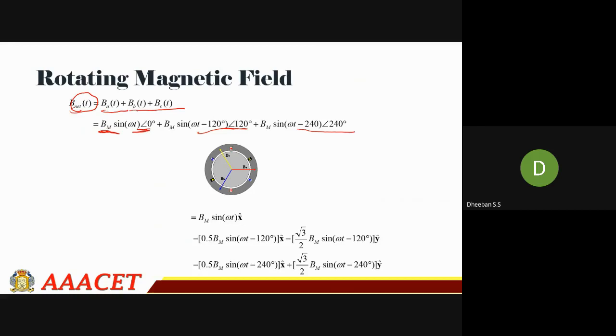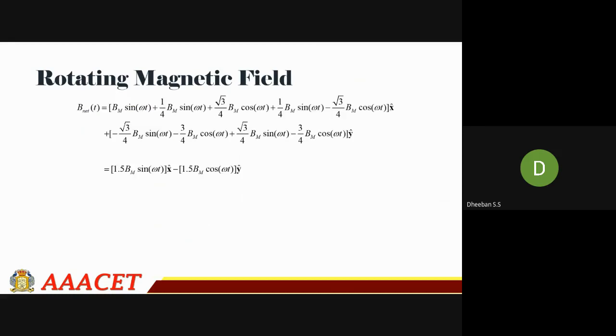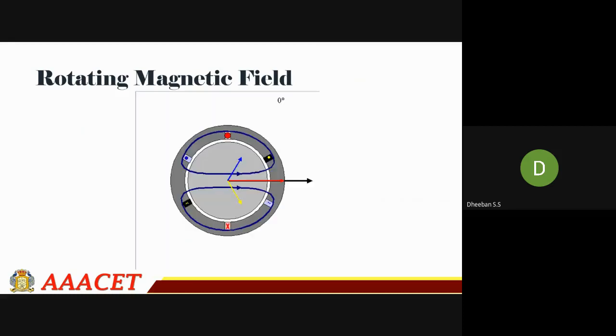Now you have to substitute, and on substituting you will get this. Here they are taking it as a vector quantity. Finally, on solving, you will take it as a two dimensional vector, as x vector and y vector. This is how the rotating magnetic field looks at various degrees.